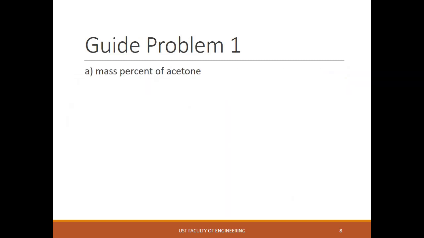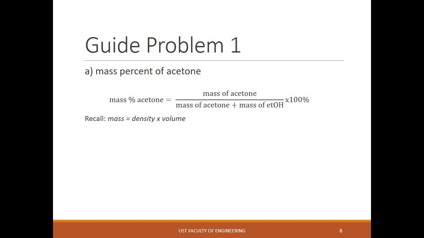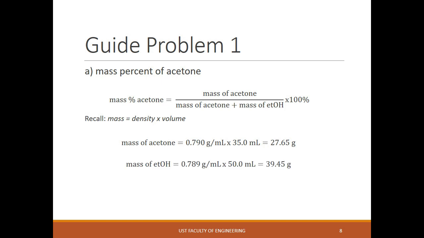We can calculate the mass percentage of acetone using the formula: mass of acetone divided by the mass of acetone plus mass of ethanol, times 100%. So we will be needing the corresponding masses of acetone and ethanol. To find their masses, we can use and manipulate the density formula. Then the mass can be calculated as the product of their densities and volumes. Substituting the given volumes and densities, the mass of acetone is given by 0.790 grams per ml times 35 ml, which is equal to 27.65 grams. And the mass of ethanol is given by 0.789 grams per ml times 50 ml, then you have 39.45 grams.